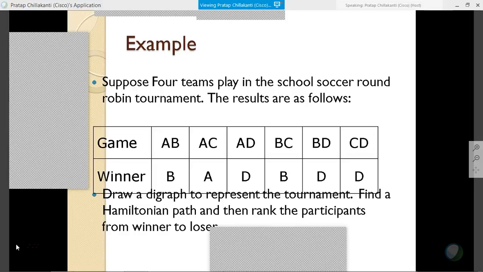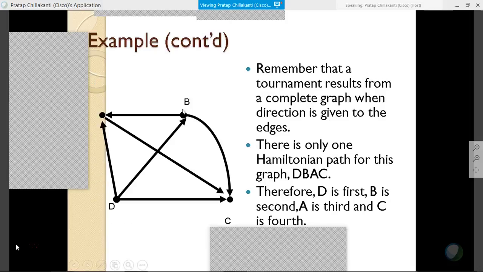So here is an example that I gave. You have four teams here. They all play a school soccer round robin tournament, okay? So you have A, B, C, D. The first row shows a game. Game A, B means A and B played, and the winner was B. Similarly, A and C played, the winner was A, okay? So how do you draw a graph to show the tournament? How many games are there, who are the winners? You're drawing a directed graph because an arrow shows who won and who lost, right? So taking this table, how do you draw a graph to represent the tournament, find a Hamiltonian path, and then rank the participants from winners to losers? We're not doing the exercise, okay?